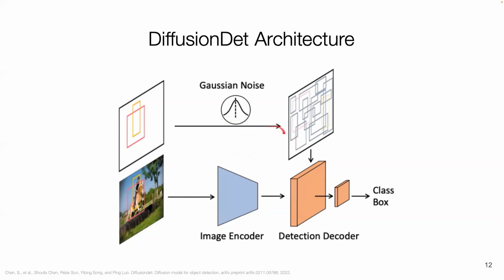The important thing to note here is that the actual diffusion process is applied directly to the ground truth boxes, not to the image itself. So we have our ground truth boxes here, we apply Gaussian noise, and we're able to get a set of what we call noisy boxes. These noisy boxes are then fed to the detection decoder, and alongside the feature maps from the image encoder, we can predict classes as well as the object boxes.